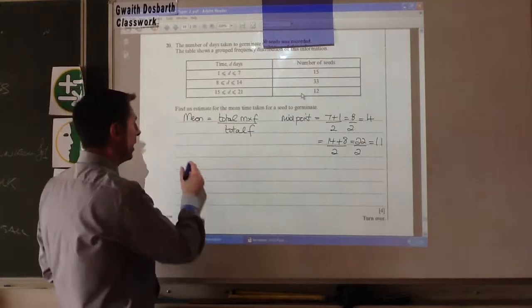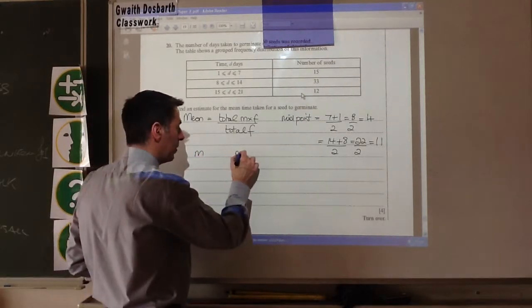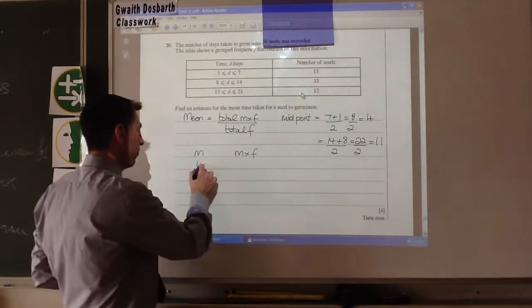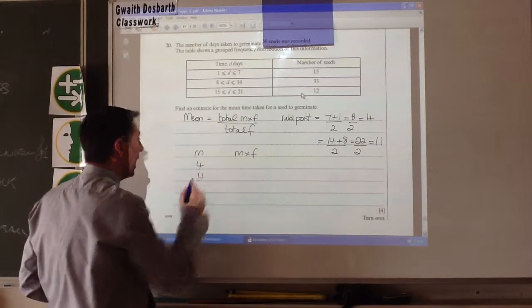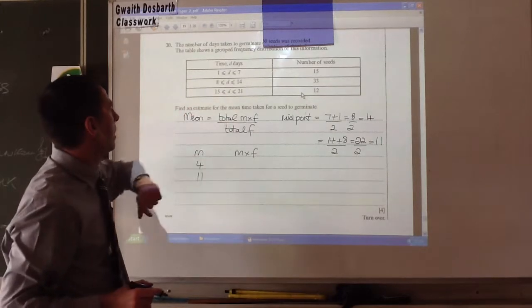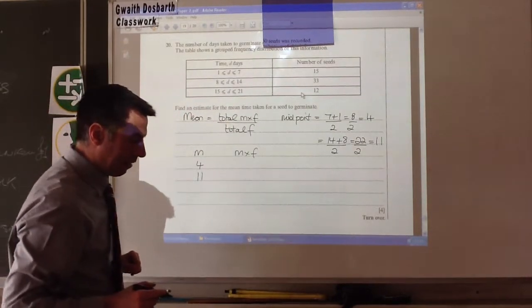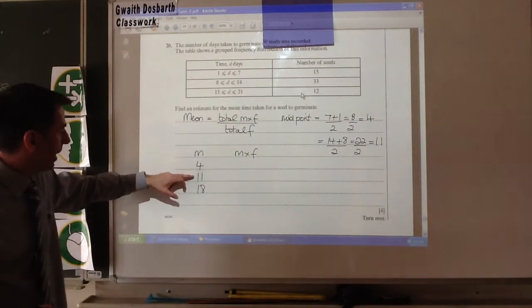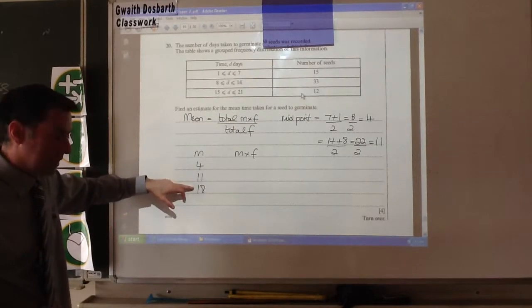Now the way in which we set it out, we need a new heading n, and we need a heading n times f. So we've already seen for the first group, the midpoint is 4. For the second group, it is 11. For the third group, 15 add 21 is 36, and half of 36 is 18. And when we look at it, the difference between 4 and 11 is 7, 11 and 18 is 7.